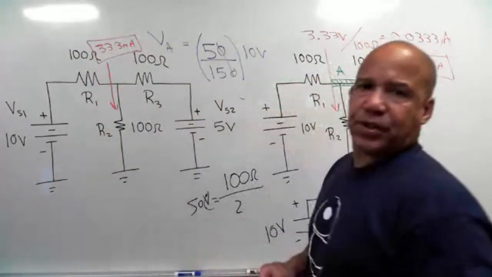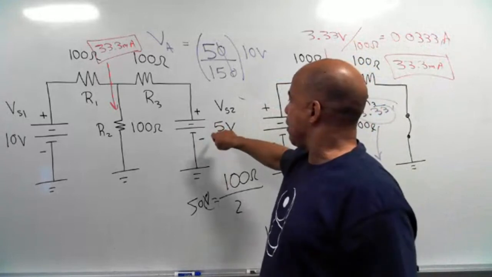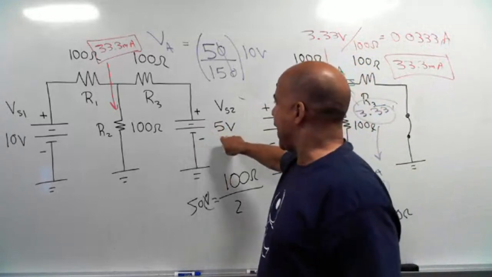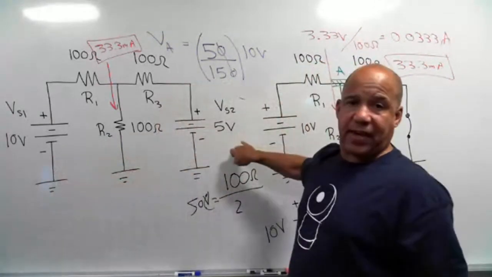So now what we got to do is the same thing. We got to figure out the current contribution and the direction of that current from VS2. We'll do that by turning VS1 off, doing the same analysis with only VS2 in the circuit.